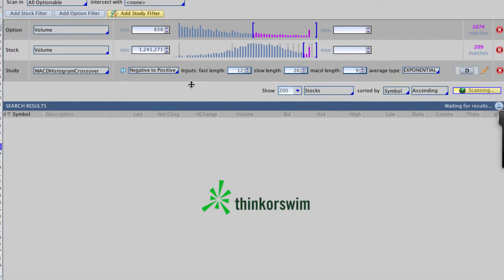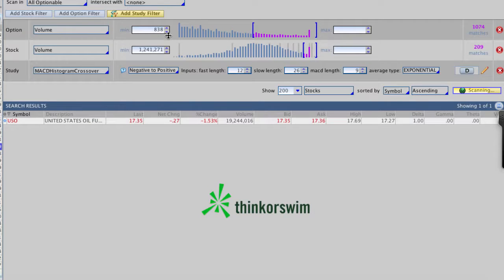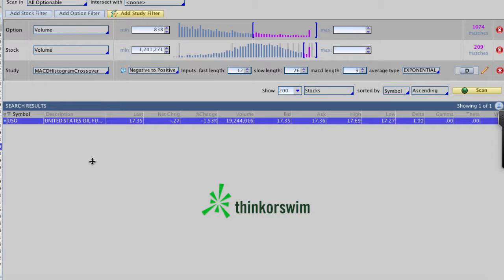And that will pull up all the stocks with options that are tradable that have a MACD crossover from a low point to a high point. And you can see the first one on the list here is USO. This is pretty interesting. Or the only one on the list, which is pretty cool because now it's narrowed it down even more.